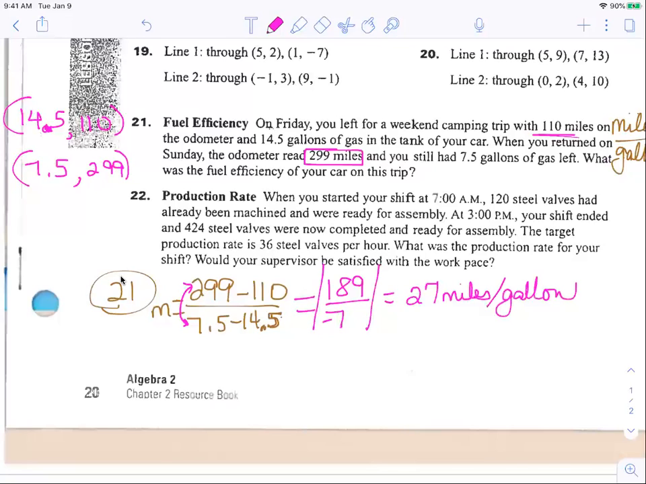I know you have a smaller SUV than I have. I get about 20. Okay, so that's not bad. But this car must be a little smaller.